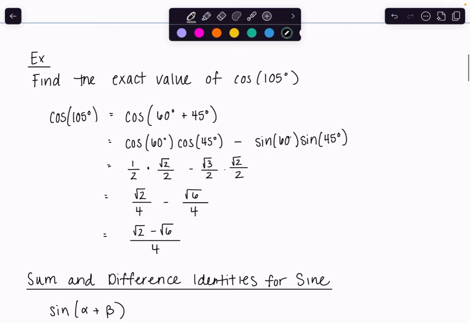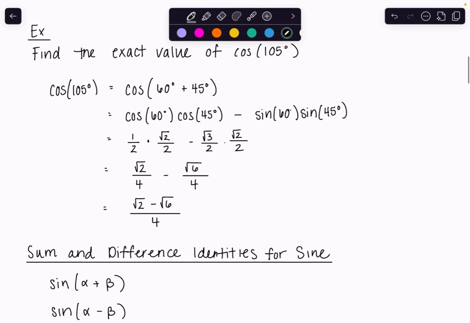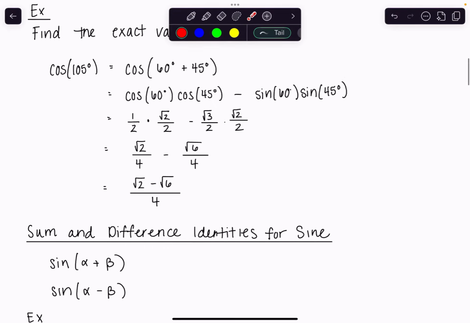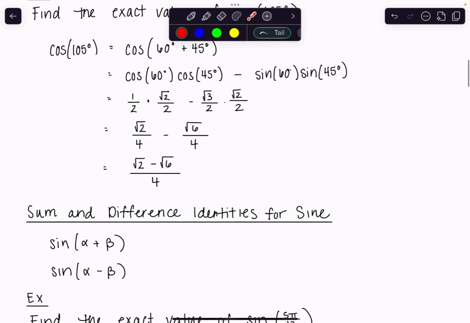So again, it's hard to do exact for anything other than special angles, but this does give us a way to kind of work with it. Because if you plug this into a calculator, you sure are not going to get this expression. You're going to get a decimal approximation. Okay. So let's now look at the sum and difference identities for the sine function.